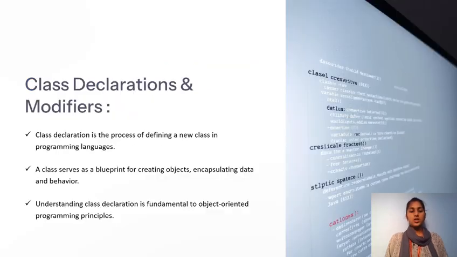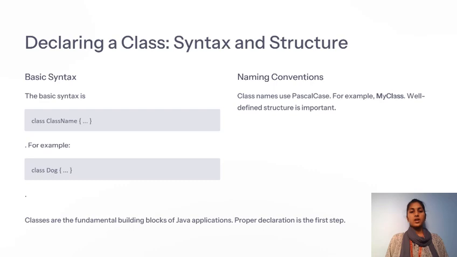Class declarations and modifiers. First, the class declaration is the process of defining a new class in programming languages. A class serves as a blueprint for creating objects, encapsulating data and behavior. Understanding class declaration is fundamental to object-oriented programming principles. And here is the declaration of a class and its syntax and structure.